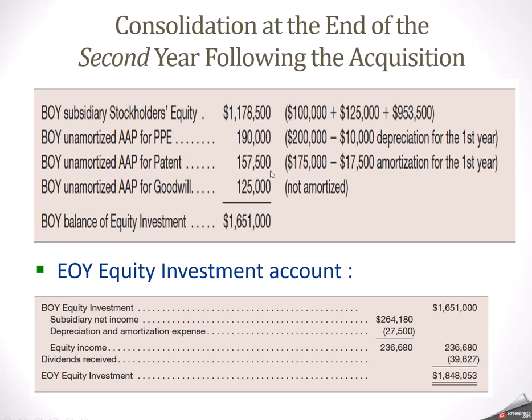The unamortized patent the same way. Started at $175,000. We amortized it for 1 year, so it takes it down to $157,500. Next year, it'll go down to $140,000.